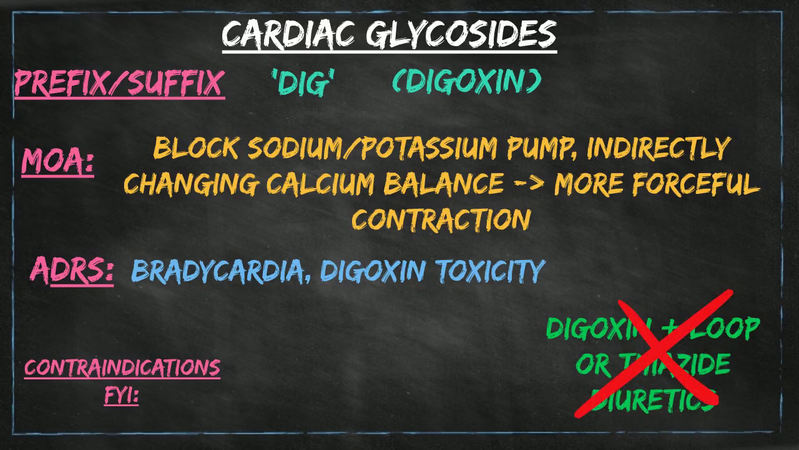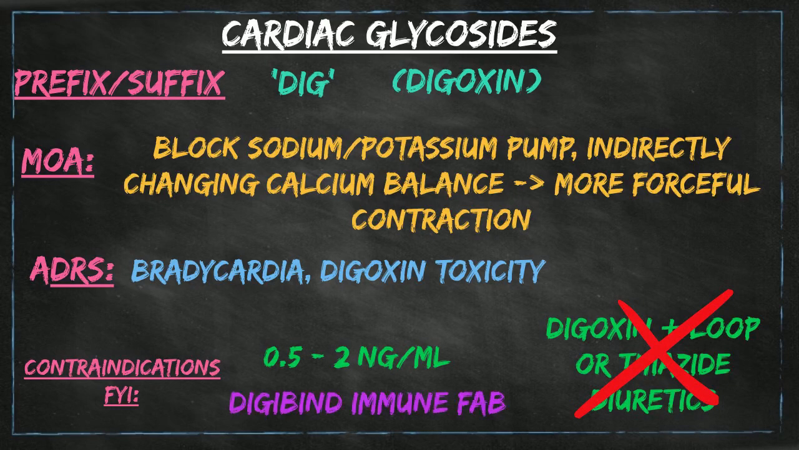Serum digoxin levels can be monitored, and a normal range is 0.5 to 2 nanograms per milliliter. If the patient is symptomatic and levels exceed the normal range, the antidote Digibind Immune Fab can be given to minimize additional toxic effects.